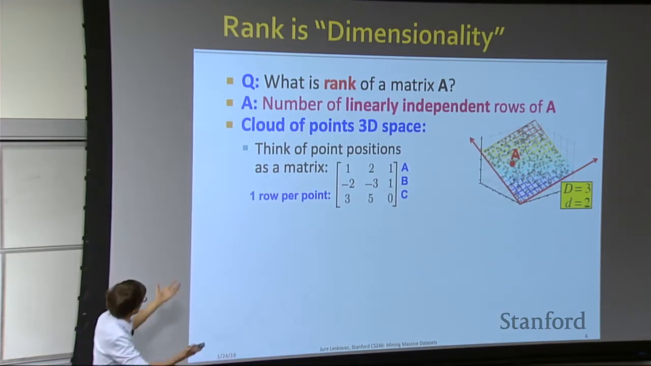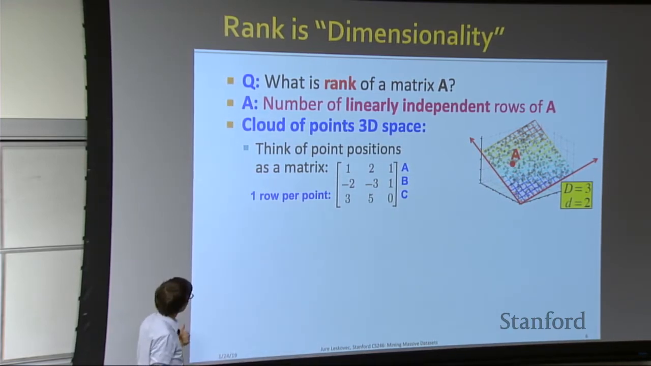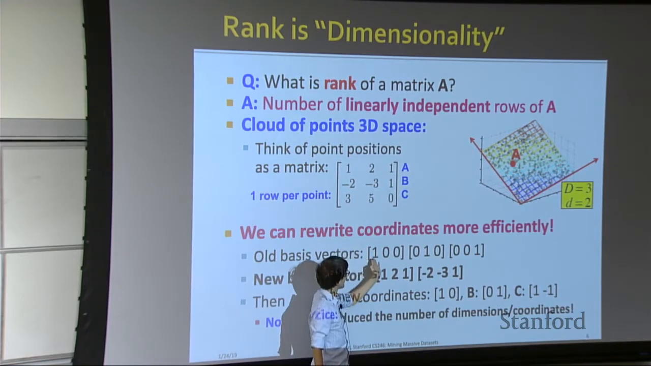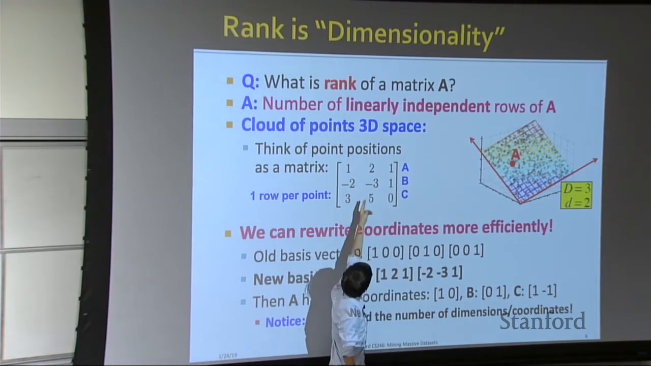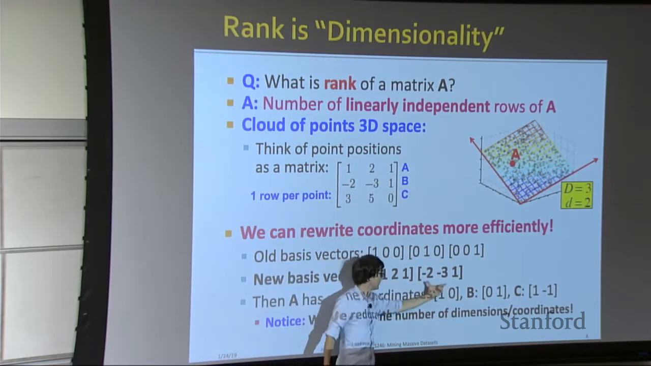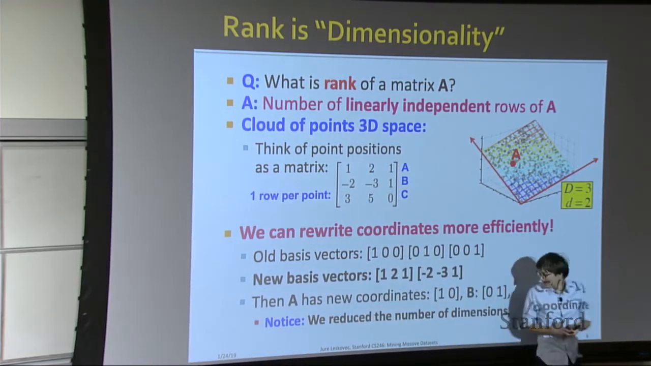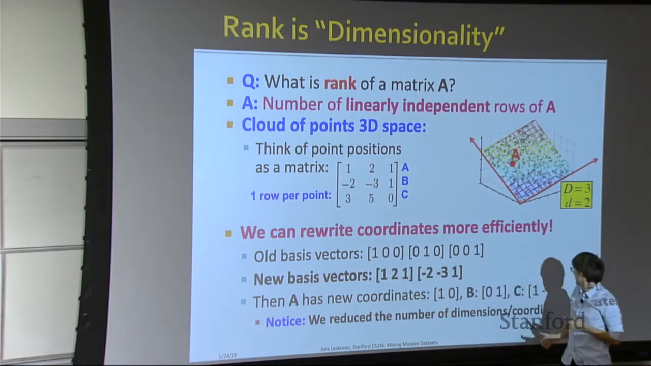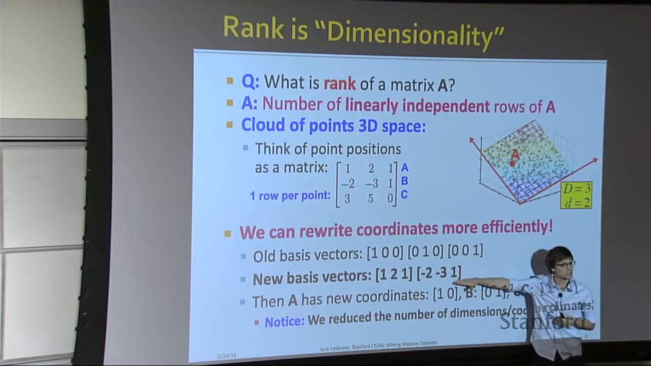So, to give you a more interesting example, here I have a matrix, and you can ask, is this rank 2? Is it a rank 3 matrix? It turns out this is a rank 2 matrix, because if you write it out in the following coordinates, 1, 0, 0, 0, 1, 0, where this is the x-axis, this is the y-axis, this is the z-axis, then your points can be represented that way. But if you define new basis vectors, a new coordinate system, that is, let's say, the following, then you can rewrite your original data points with only 2 coordinates each. So the data point C, which is 3, 5, 0, is really the first vector minus the second vector. So in the new coordinate system, the data point C has the following coordinates.